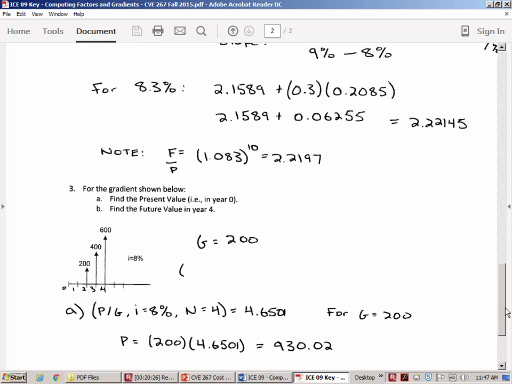Try and do a similar thing with part B. In part B, there's an unknown and there's a known. There's a factor that you can look up, and the unknown you're trying to solve for will be the factor multiplied by the known.